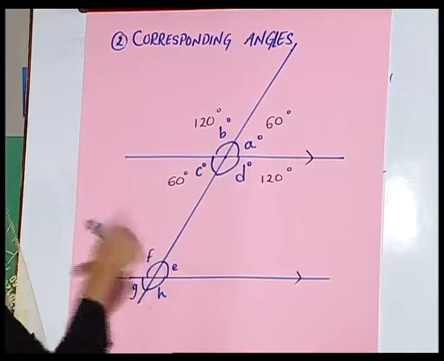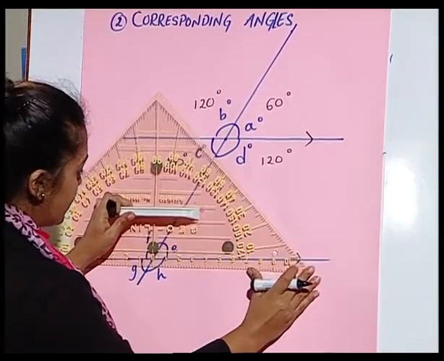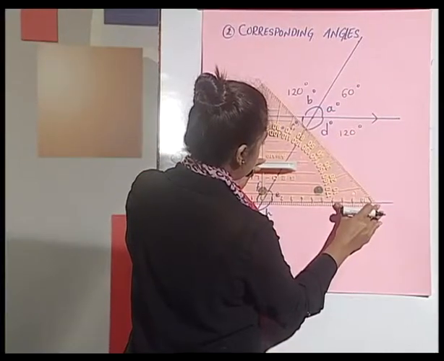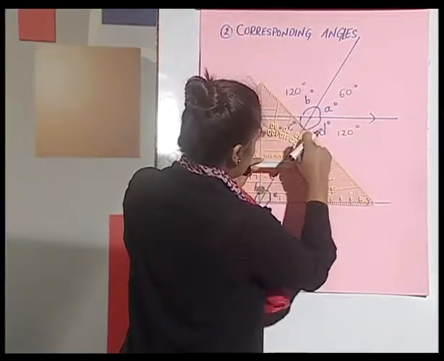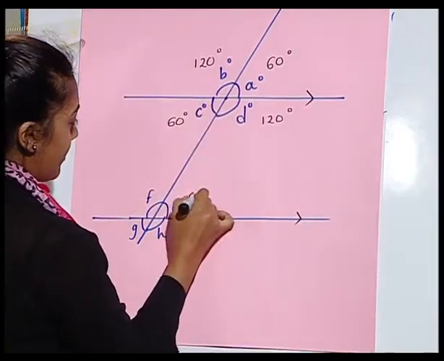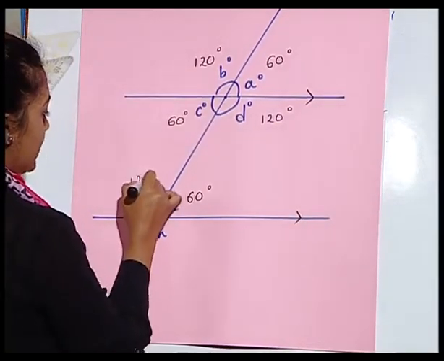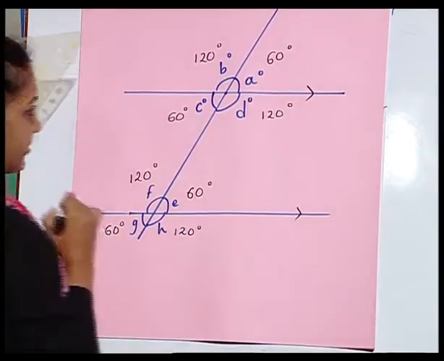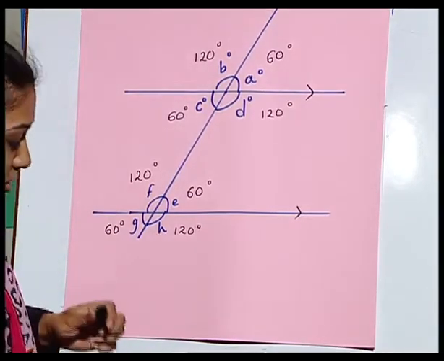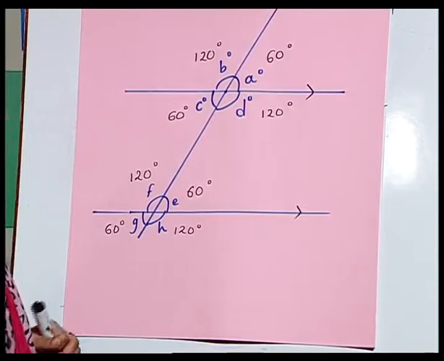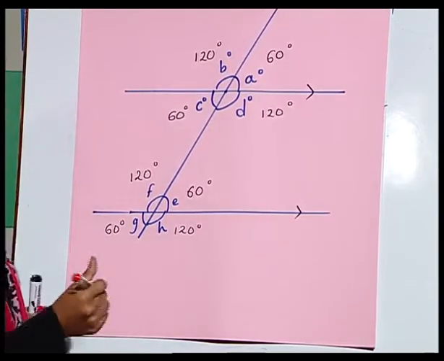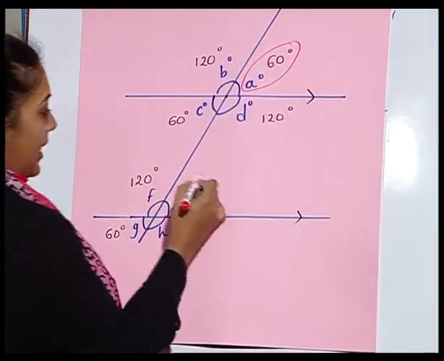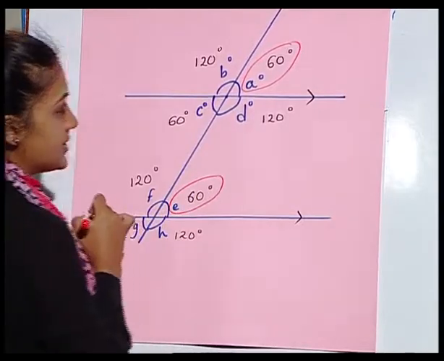We measure this side now. Place the center on the vertex and measure: 60 degrees, 120 degrees, 60 degrees, 120 degrees. Now let's have a look. What can we conclude? We see that the angle A is 60 degrees and the angle E is 60 degrees.